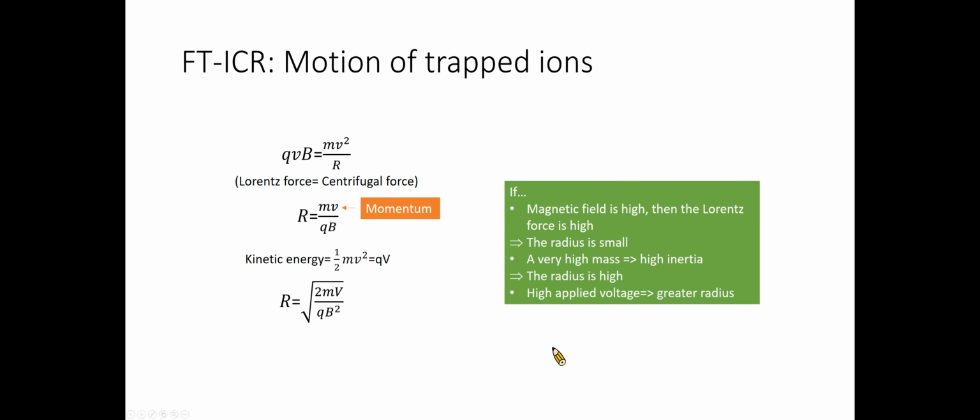FT-ICR follows the same principle as the magnetic sector mass spectrometer. With the curved ion trajectory, the Lorentz force is equal to the centrifugal force, where the radius of the ion motion can be described by mv divided by qB. If we consider that the kinetic energy of the ion is equal to the energy given by the accelerating voltage, we will arrive at this equation describing the relationship between the ion's moving radius and other field parameters.